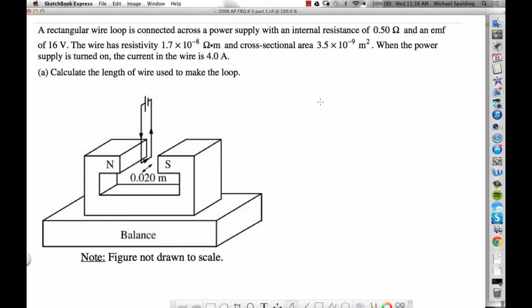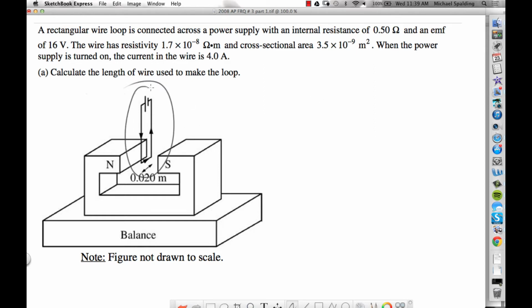All right, so this problem is from the 2008 exam, number 3. 2008 free response, number 3. So we have this wire here with a battery in it, and they give us information about it. So I'm going to redraw this battery.